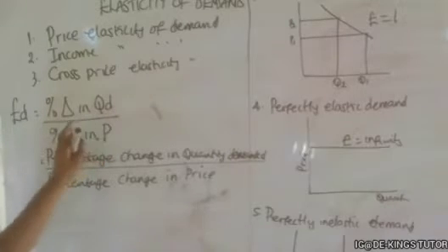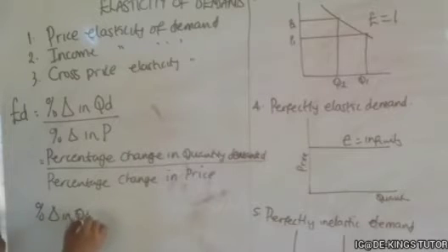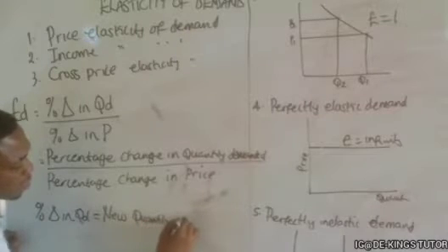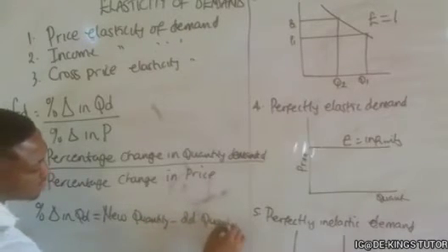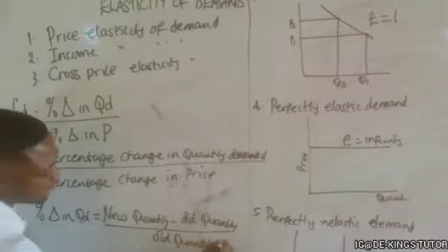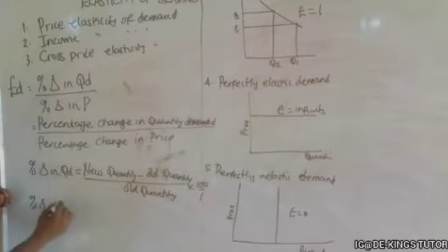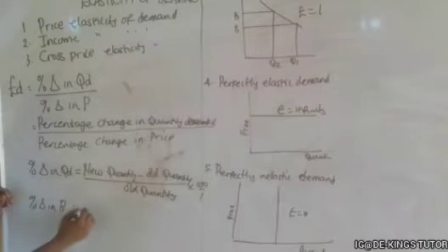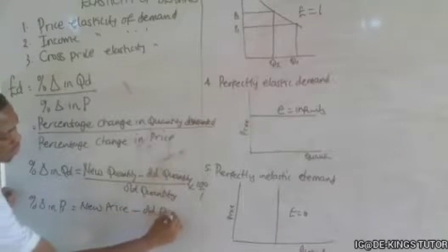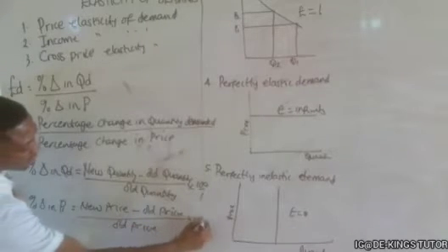So we are going to get the individual parts of this. Now the percentage change in quantity demanded is equal to the new quantity minus the old quantity, divided by the old quantity, times 100/1. Then the percentage change in price is equal to the new price minus the old price, divided by the old price, times 100/1.